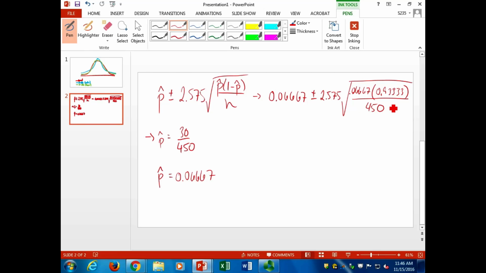So 0.06667 times 0.93333. Divide that by 450. Take a square root. What do you get? Let's see, square root. Multiply that by 2.575. I get, for my margin of error, 0.01810. So you're just multiplying what you get out of there by 2.575?